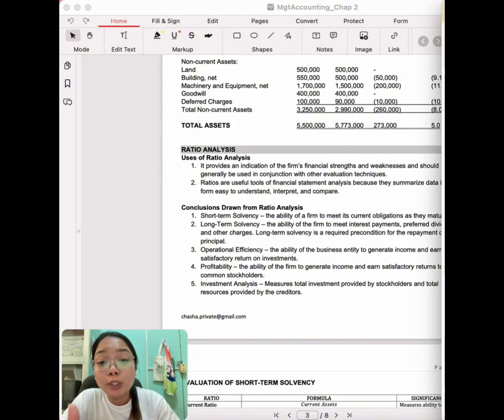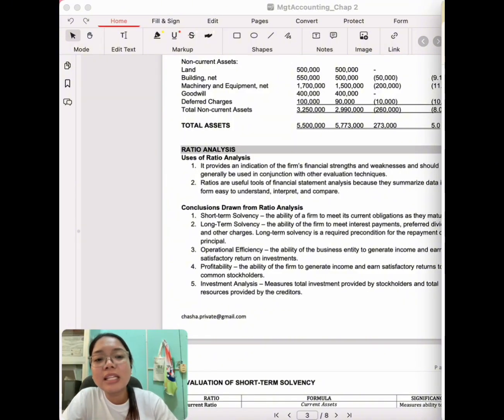Bakit useful siya? Because, for example, 5 million pesos of current assets may sound impressive, 'di ba? Kasi 5 million. But if the company has 10 million pesos of current liabilities, then the situation is very different. So, ang ratio analysis, it allows us to put numbers into perspective.